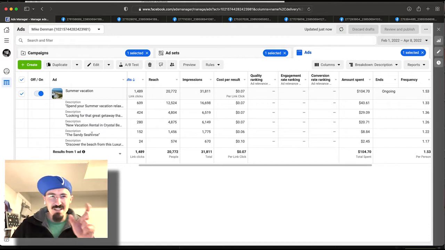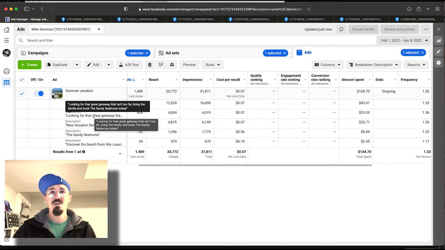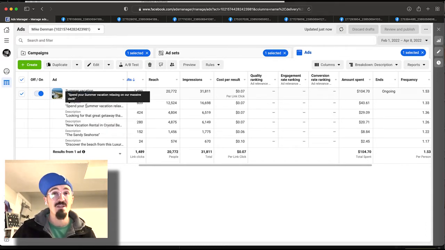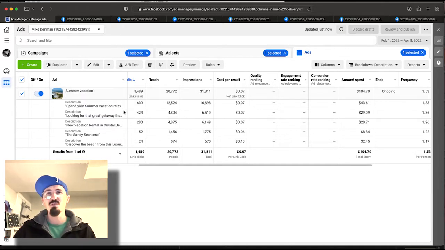And people are just seeing these briefly, and they're not necessarily engaging with the text there. They might not really read it. It might be just subconsciously reading it. But new vacation rental works out, Crystal Beach. Look at the Great Getaway. So looking for, maybe worked, and spend your summer. Maybe it was summer. So ultimately those ones, definitely summer was triggering because 609 people clicked on that.